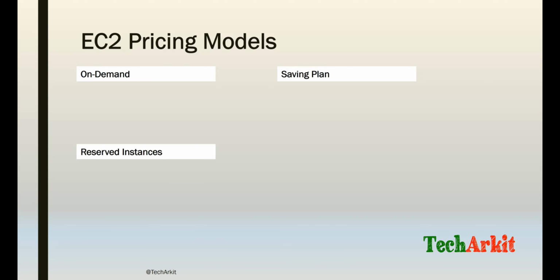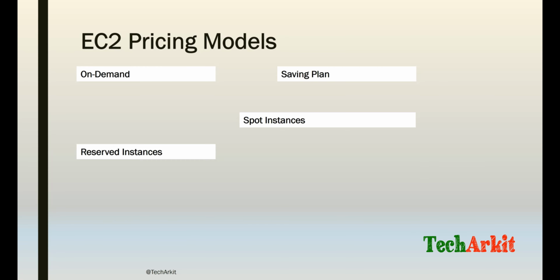Reserved instances. These are for workloads with predictable usage patterns. You want to reserve by committing for 1 or 3 years. I want to use the same instance for a certain period of time, so that you get like 65-70% savings on that particular instance, right?